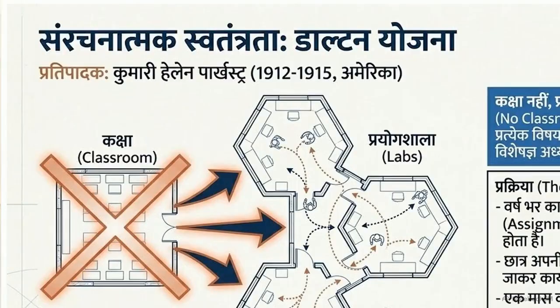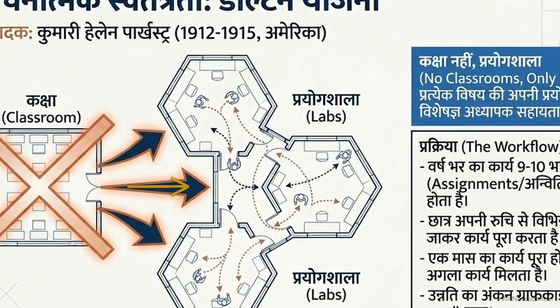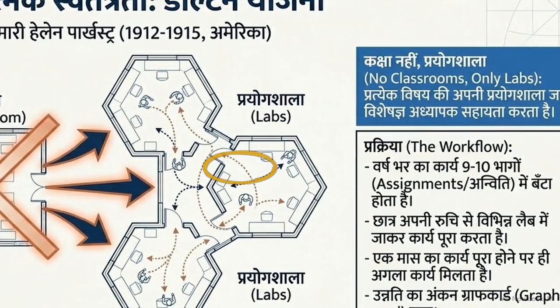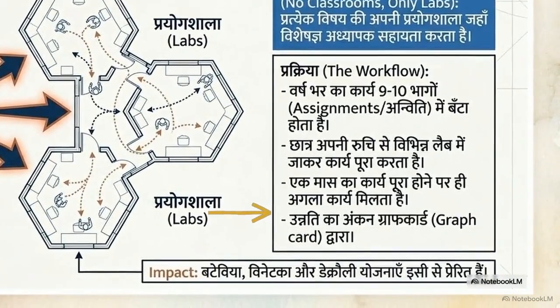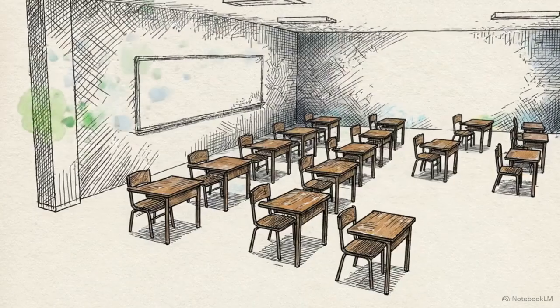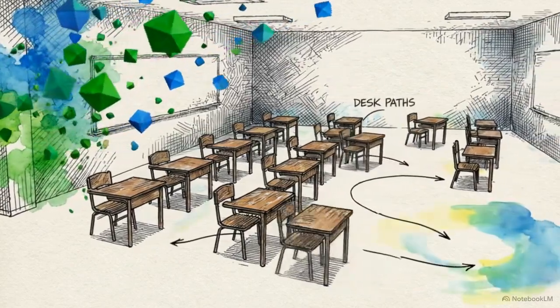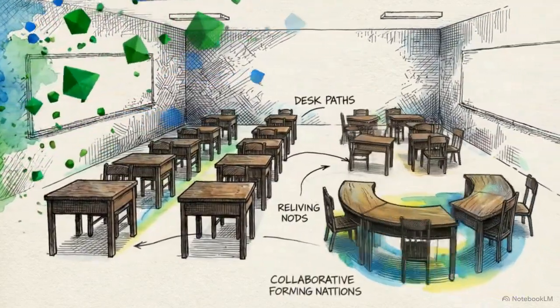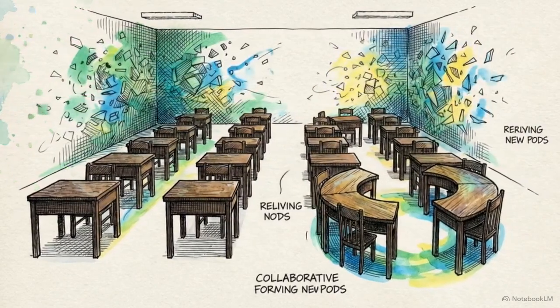This floor plan documents Parkhurst's Dalton Plan. She abolished the generalized, one-size-fits-all classroom entirely. She ripped down the walls and rerouted students into highly specialized, subject-focused laboratories. Within this layout, students manage a completely autonomous workflow. They navigate between labs at their own pace, fulfilling highly specific assignment contracts and tracking their own metrics on graph cards. To truly change how a student's brain processes information, these pioneers had to physically and systematically dismantle the very rooms in which they were taught.